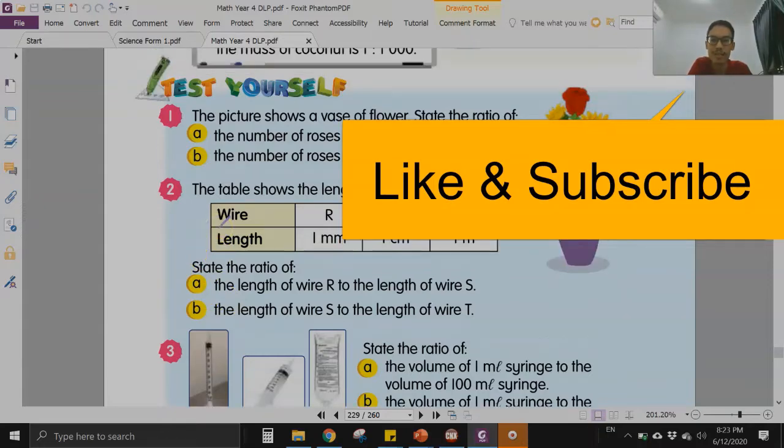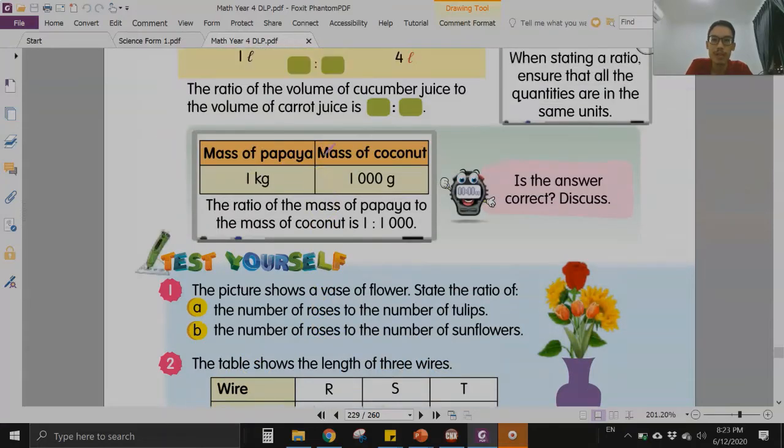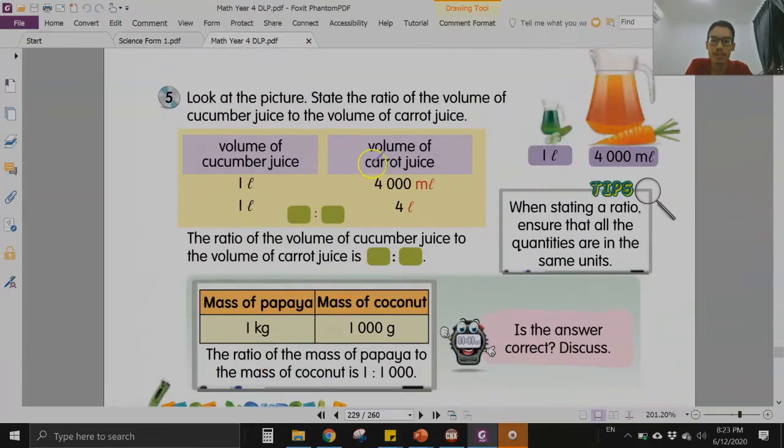Let's discuss the homework that I gave you last week. Last week we talked about ratio. For ratio, just a reminder, you have to make sure that the quantities are in the same unit. So if it's liter and ml, you have to convert ml to liter first. So when they are in the same unit, then you can do ratio 1 to 4.